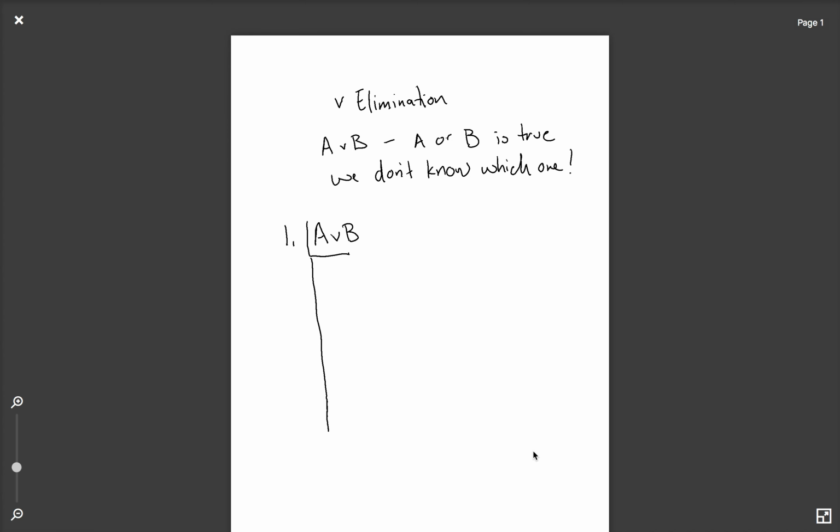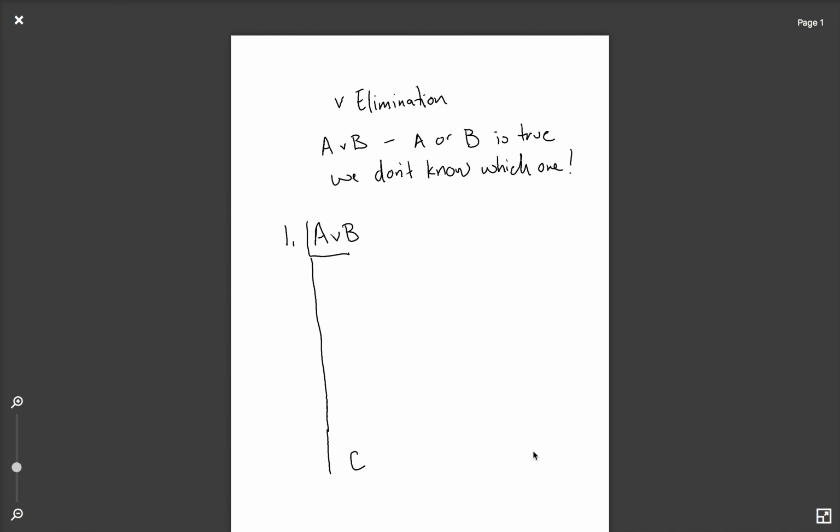But what if I already have a disjunction and I want to eliminate it? That's a very difficult situation because a disjunction is a vague statement. A or B is true. Well, I know one of them is true, but I can't be sure of which one. So what I do is I use a strategy to prove my goal. Let's say my goal is some sentence C. What I care about here is proving my goal.